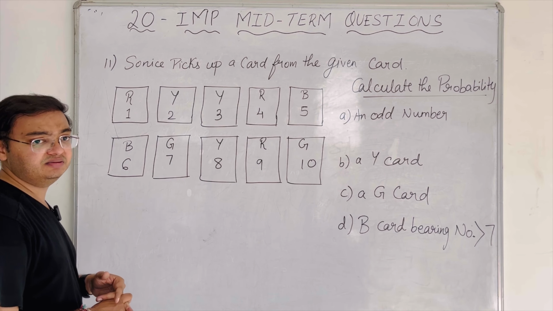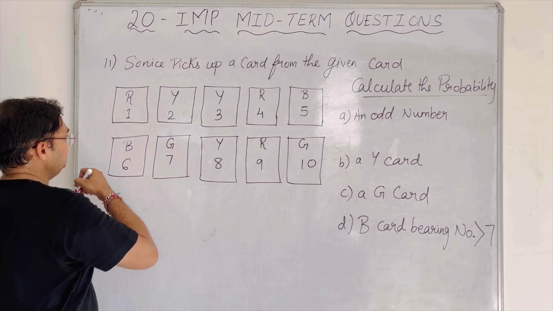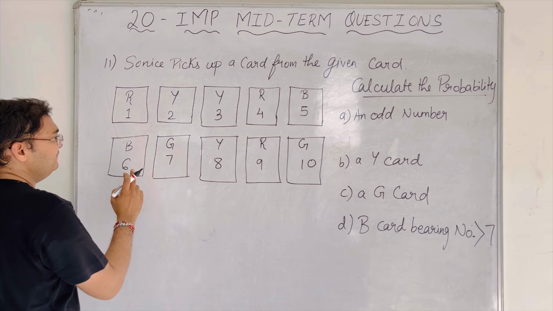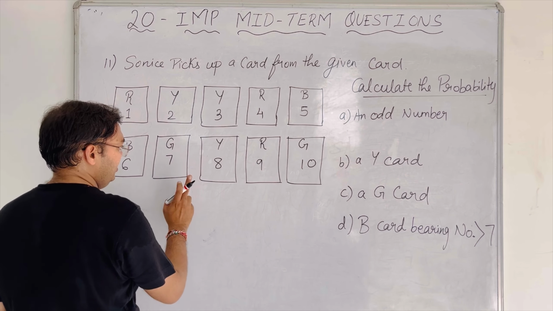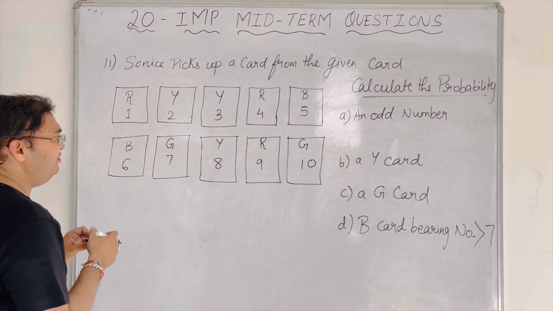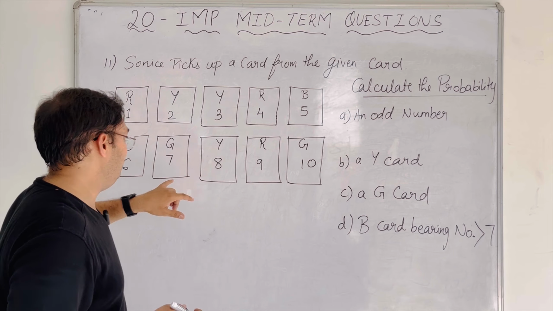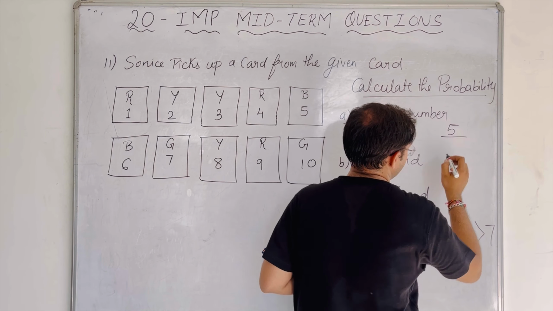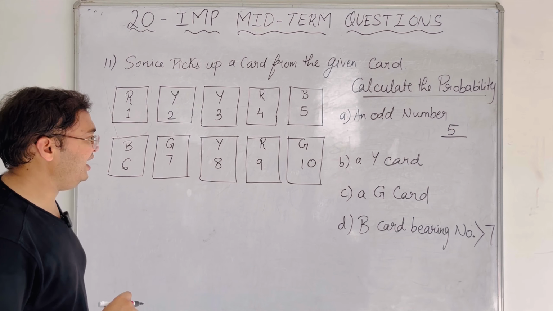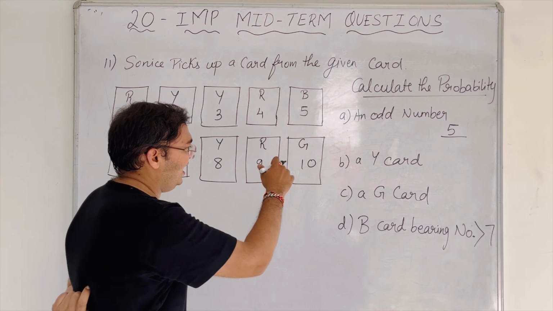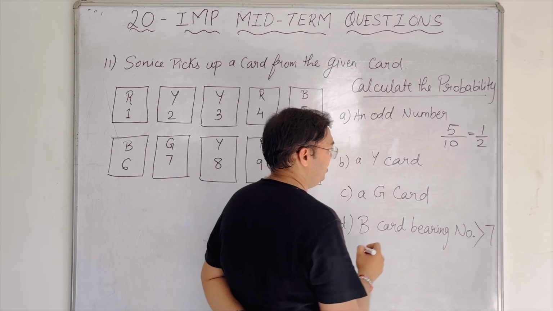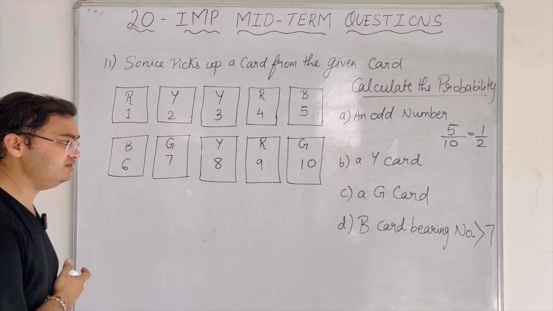And odd numbers means what? Odd numbers means 1, this is my odd number, 1, 3, 5, then 6 is not odd, 7, then 9. So how many did we find? 1, 2, 3, 4 and 5. We found that 5 odd numbers are there. Out of total cards, how many total cards are there? 10. So our answer is 1 upon 2 over here, because 5 ones are 5 and 5 twos are 10.